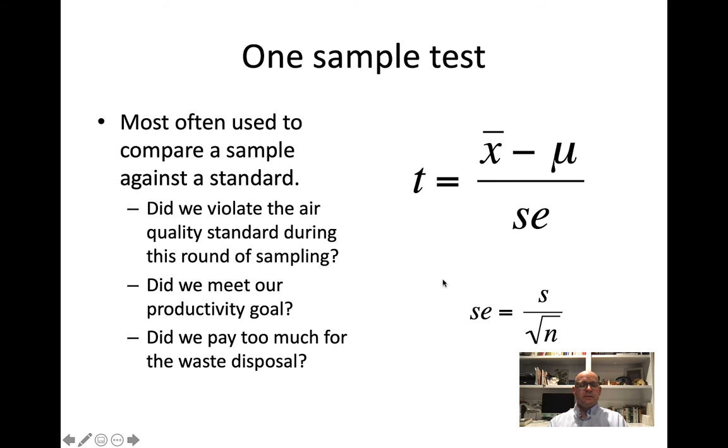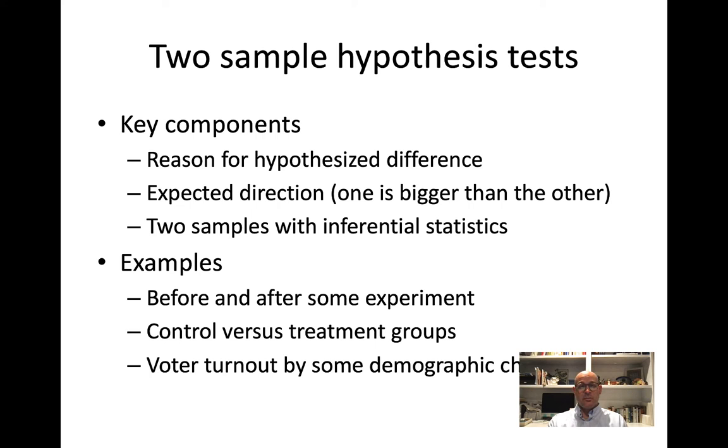And then something like, did we pay too much for waste disposal? Well, how do we know that? Well, let's go out and figure out what we paid and what we should have paid, and compare what we paid to what we think we should have paid. And we can do the one-sample t-test. One-sample t-tests are pretty rare, except for maybe regulatory compliance stuff. Most often what we end up doing is two-sample hypothesis tests.